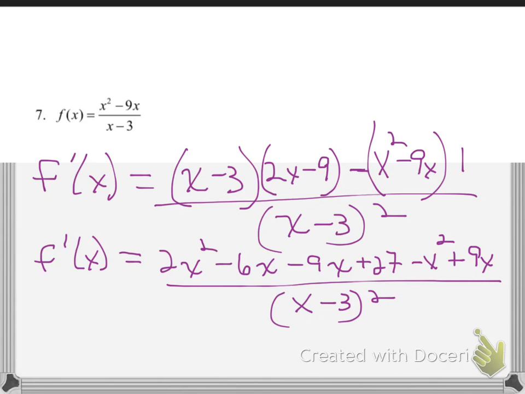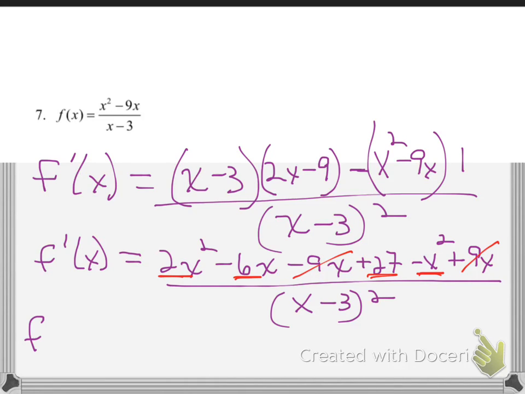So it looks to me like the negative 9x and the positive 9x are opposite signs, so they're going to cancel. And I'm seeing I can combine the 2x squared with the negative x squared, and then I'll have a negative 6x and a positive 27. So let's do that on the next line.